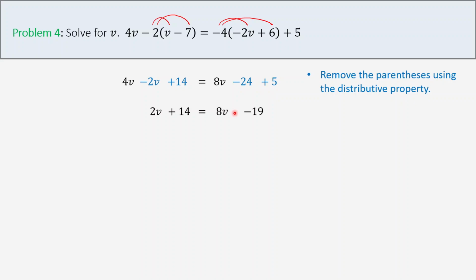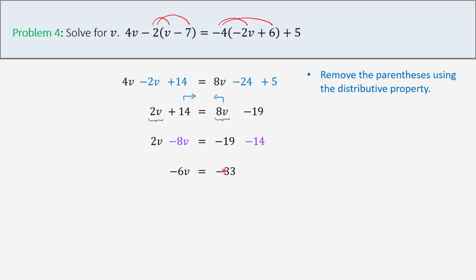Now simplify. 4v minus 2v is 2v plus 14, is equal to, you can combine this and this, 8v, 24 plus 5 is 19. Now you have v here and v here. Move this term to the left so that all the terms with the variable v are on the left hand side, and move this to the right so that all the constant terms are on the right hand side. 2v, this is positive 8v, so you need to add negative 8v, is equal to negative 19. This is positive 14, so you need to add negative 14. 2v minus 8v is negative 6v, equal to negative 19 minus 14, which is negative 33.